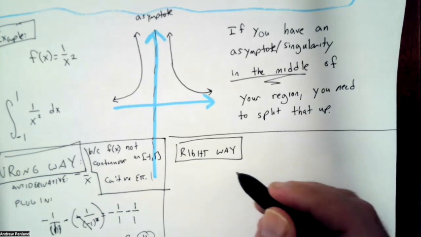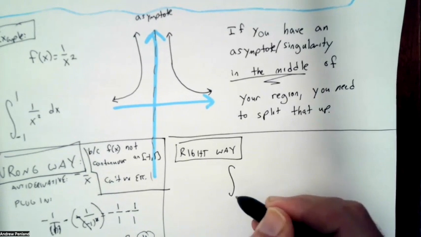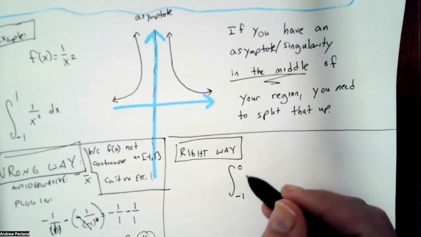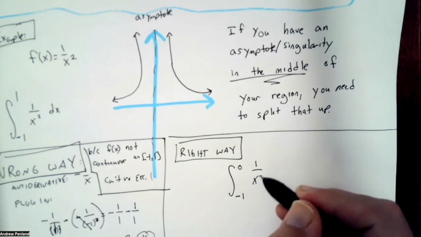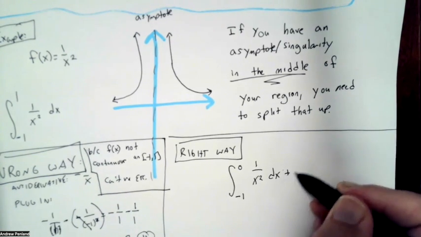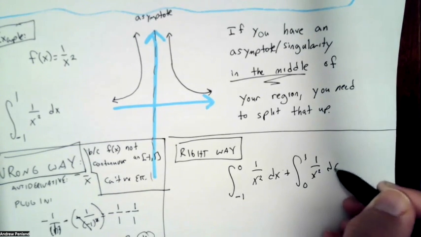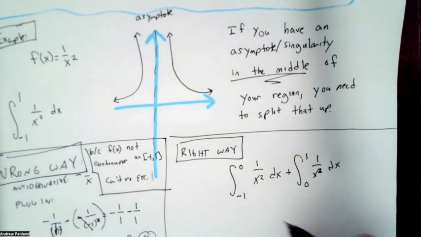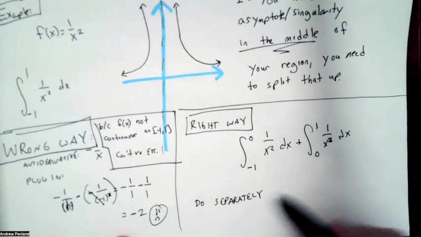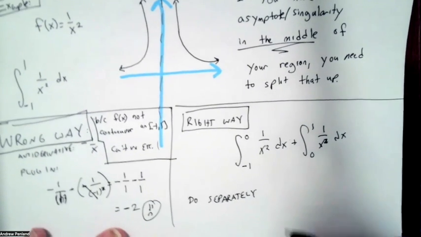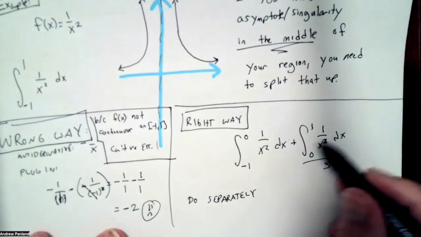We're going to split this up as the definite integral from -1 to 0 of 1 over x squared dx plus the definite integral from 0 to 1 of 1 over x squared dx. And we're going to do these separately. And the thing is, if either one of these does not exist, then the whole thing doesn't exist. So we're going to do this process.